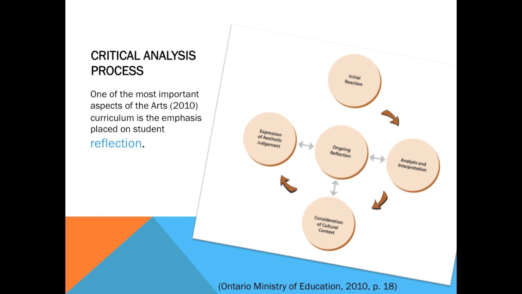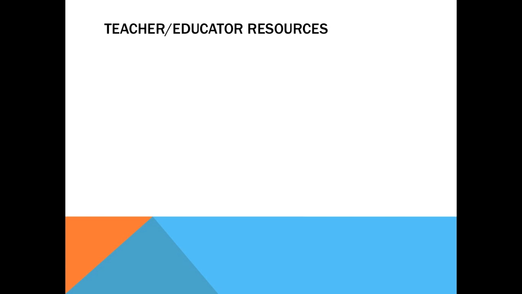So it focuses on initial reaction, analysis and interpretation, consideration of cultural context, expression of aesthetic judgment, and again, in the center, we see ongoing reflection, which may have to do with personal reflection, or it could also do with little discussions within a class with the instructor, questioning ideas, questioning why things are happening, maybe in the world around us. Reflection is a very important aspect of the critical analysis process.